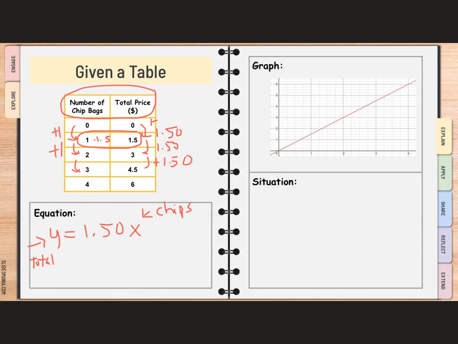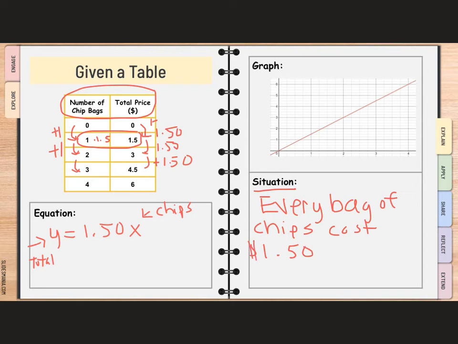So this is easy for my situation now because what they're telling me is that every bag of chips that you buy, so I'm just going to use the same words in my table. Every bag of chips costs $1.50. That's one way that you could write your situation. And I really just looked at the words in my table.